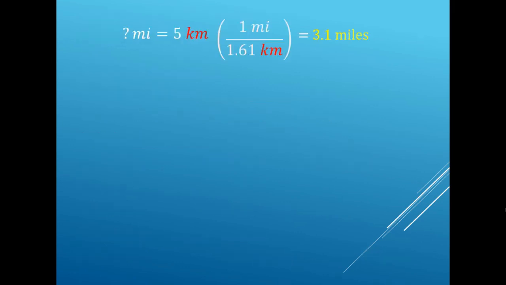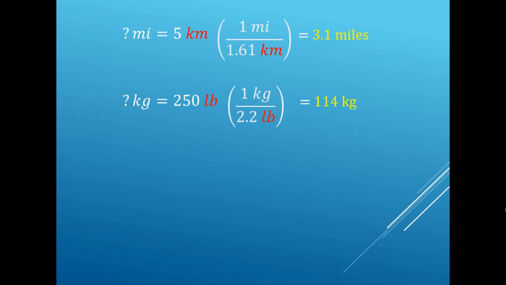So in the first one, we found out that 1 mile was equal to 1.61 kilometers. And we knew kilometers and we're trying to find miles. So we would use the conversion factor that had the kilometers on the bottom. So 5 kilometers is 3.1 miles. On that second one, we know now that 1 kilogram is equal to 2.2 pounds. And we started with pounds. So our conversion factor is going to be written so that pounds is on the bottom. So 250 pounds equals 114 kilograms.